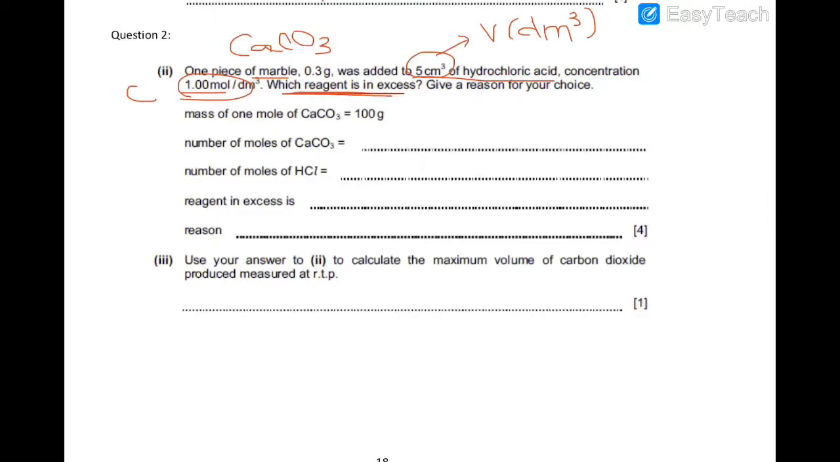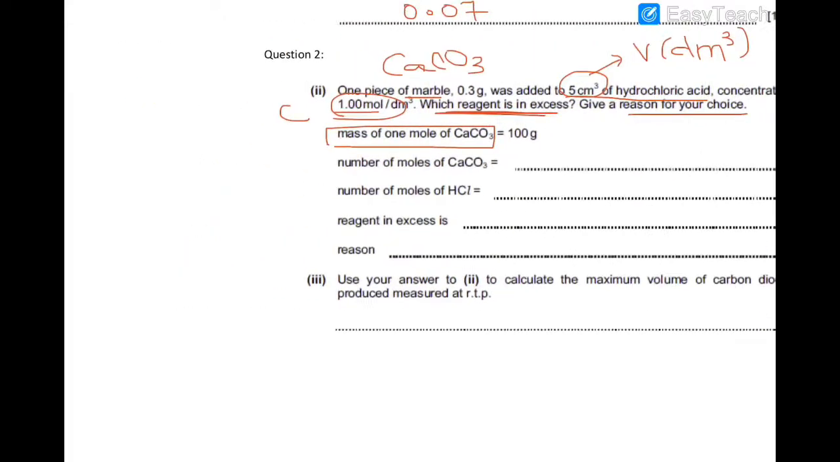So which reagent is in excess? Give a reason for your choice. Now, the examiner has already broken down the question into different parts. So here it's telling you the mass of 1 mole of calcium carbonate. Mass of 1 mole is the molar mass. And molar mass, as you know, is the MR. So the MR of calcium carbonate has already been given.